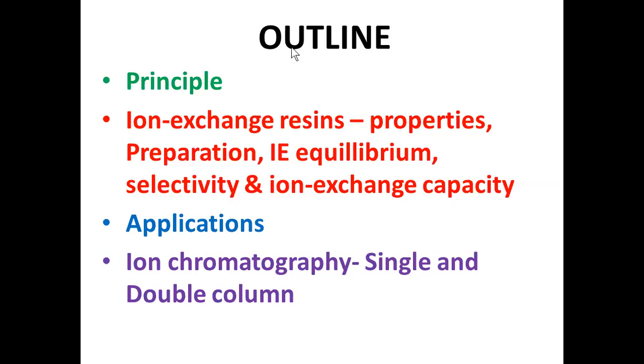While using the detector, we may use one column or two columns. And what is the purpose of using the double column? And what are the principles and advantages of single column ion chromatography? We shall discuss one by one.